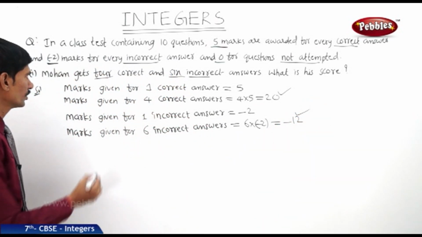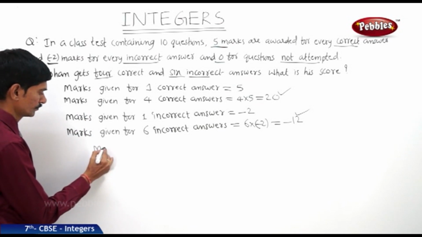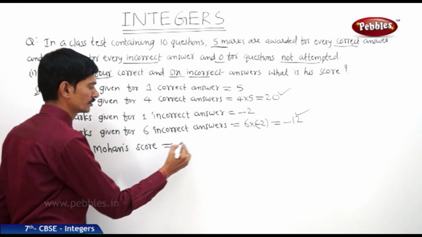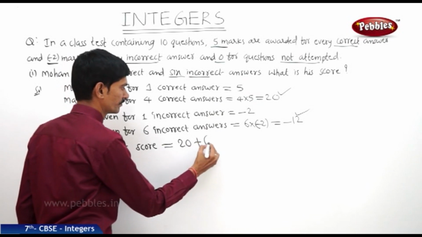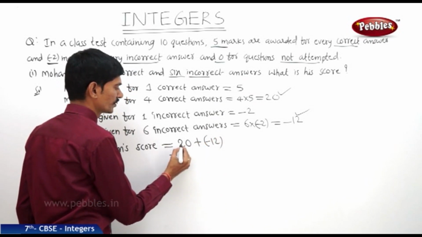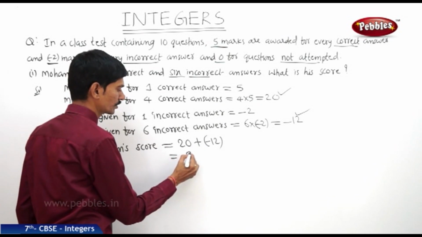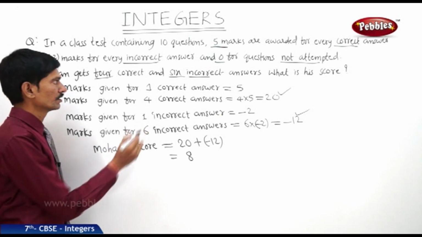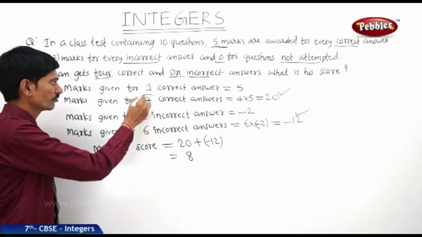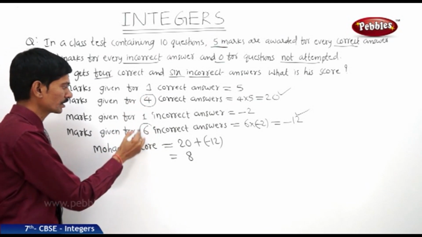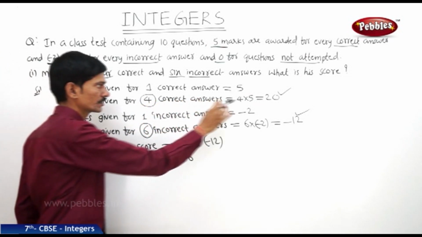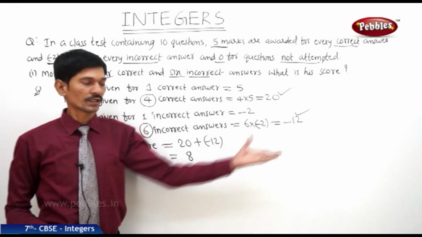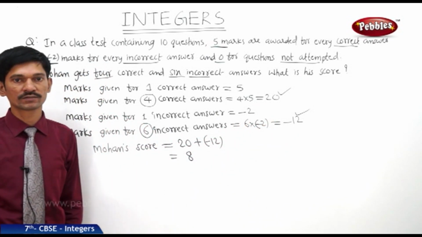Now we have to find Mohan's score. Score equals 20 plus minus 12. So this equals 20 minus 12 is 8. So the total score of Mohan is 8 marks. Out of 10 questions, he attempted all 10. In this, 4 correct answers and 6 incorrect answers are there. So for 4 correct answers he got 20 marks, and for 6 incorrect answers he got negative 12 marks. Then overall his score is 8 marks.